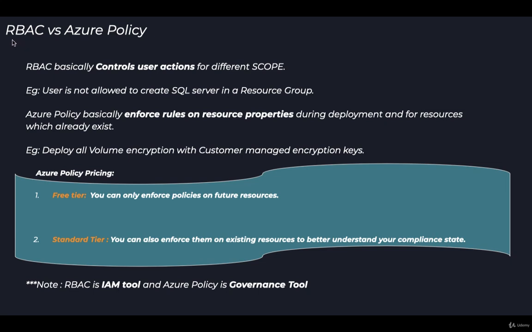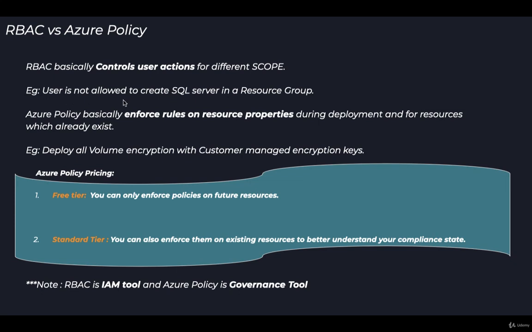So in general, just to have clarity, what is the difference between role-based access control and Azure policy? See, for role-based access control, we have studied the three pillars where we define the security principal, role definition, and the scope. Role-based access control, if you remember, basically controls the user action, that is, what kind of role we have assigned to a user, depending on which he can work within a subscription, a resource group, or a particular resource. So that is where we are controlling the user action.